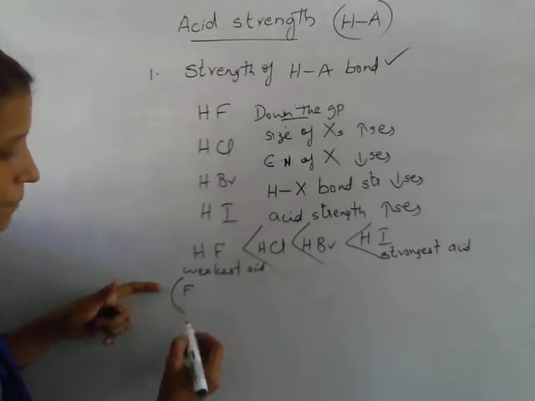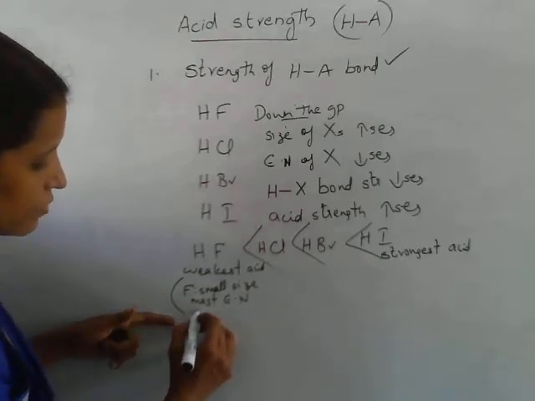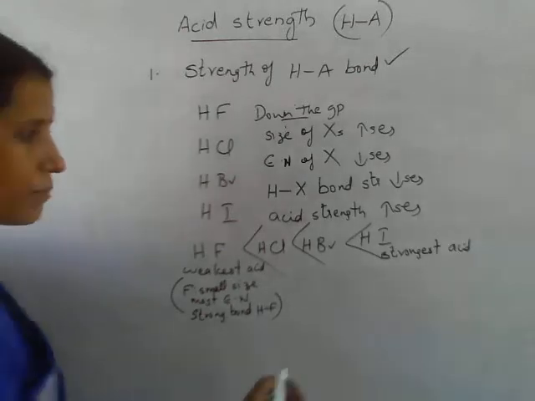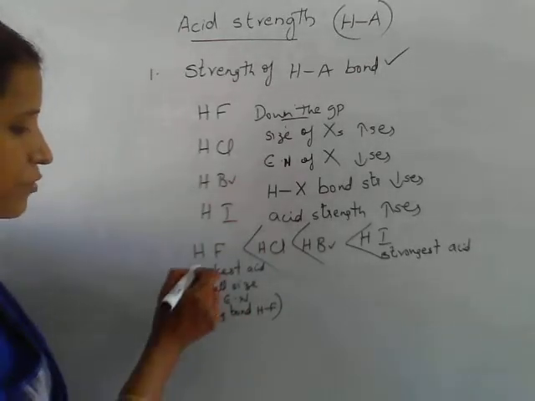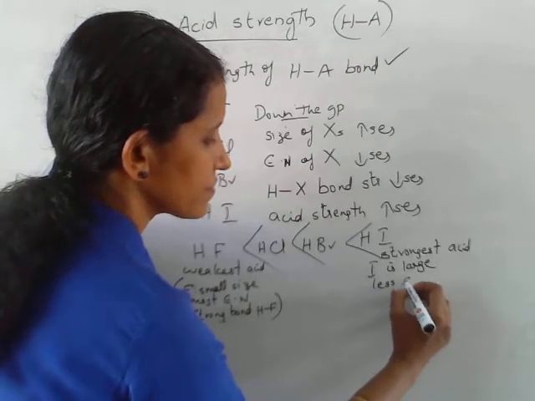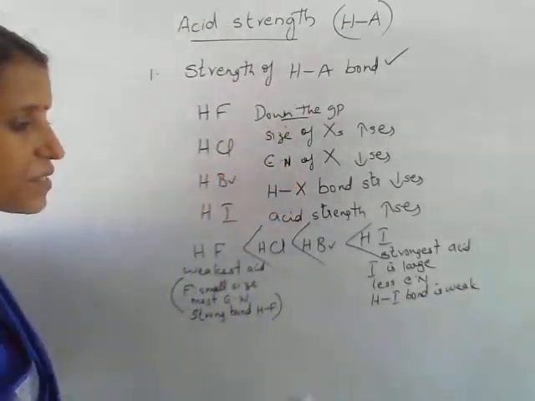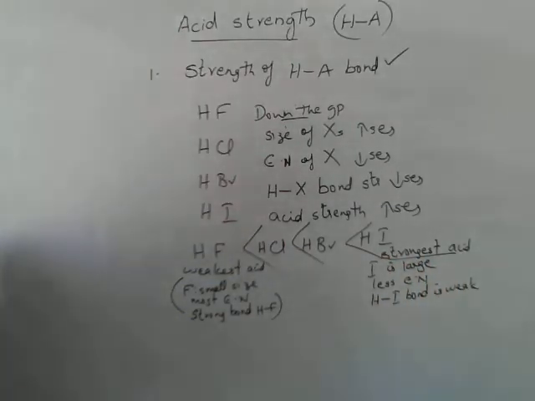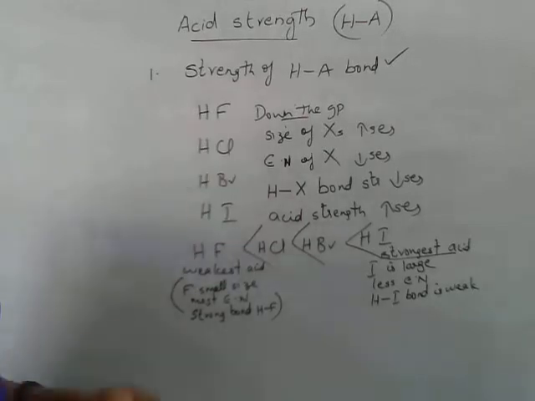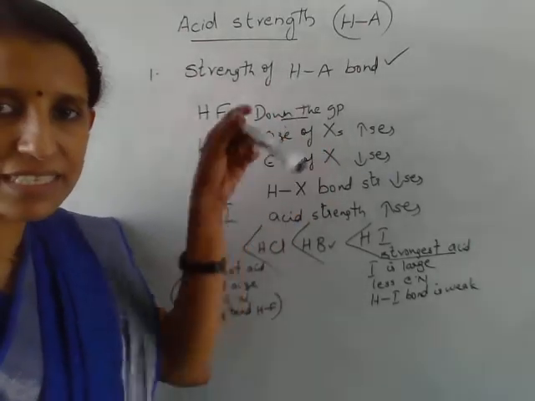Why? Because fluorine has small size, is most electronegative, and forms a strong bond. That is, the HF bond is strongest. So it is difficult to break, difficult to produce H plus ion, weak acid. Now in the case of iodine, iodine is large, less electronegative. So the HI bond is weak, weakest. If the bond is weak, acid strength is high. Very easy to break, easy to donate H plus ion. So this is the strongest acid. Clear? So this compound's acid strength depends on strength of the HA bond. When strength of the HA bond increases, acid strength decreases.